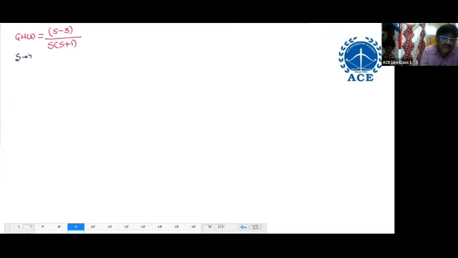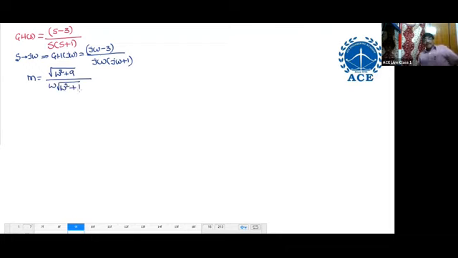S replaced by j omega. GH of j omega equal to j omega minus 3 divided by j omega into j omega plus 1. Come on, write the magnitude. Root of omega square plus 9 by omega root of omega square plus 1. Come on, do it.